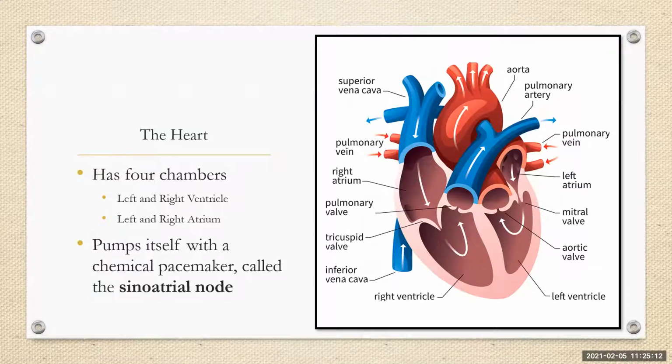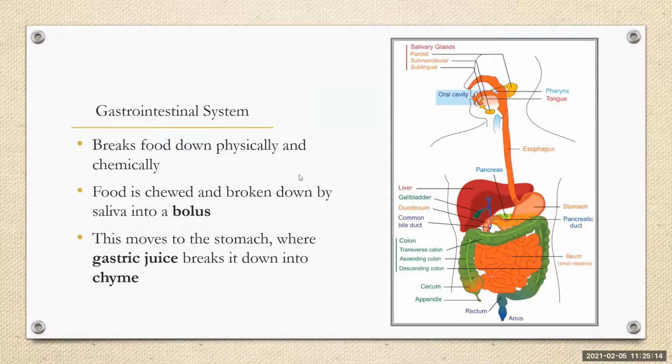Okay? So now we're going to go into the gastrointestinal system. The goal of the gastrointestinal system is to break food down physically and chemically. The process is that when you eat food, it's chewed and broken down by saliva into something called a bolus. That bolus is then swallowed down the esophagus into your stomach. And here you have the gastric juice, which is composed mostly of hydrochloric acid, that breaks down that food into this liquid slush called chyme.